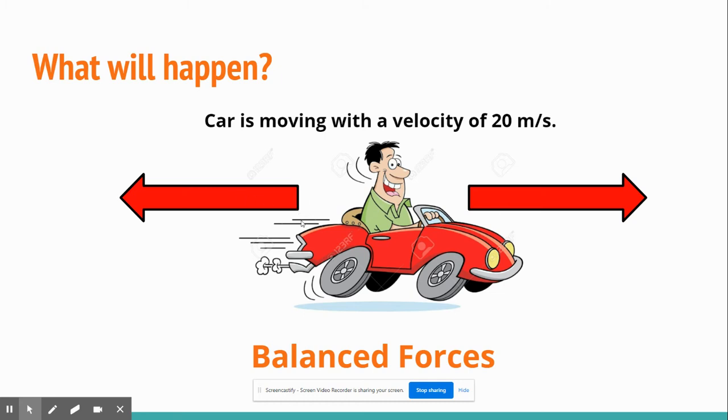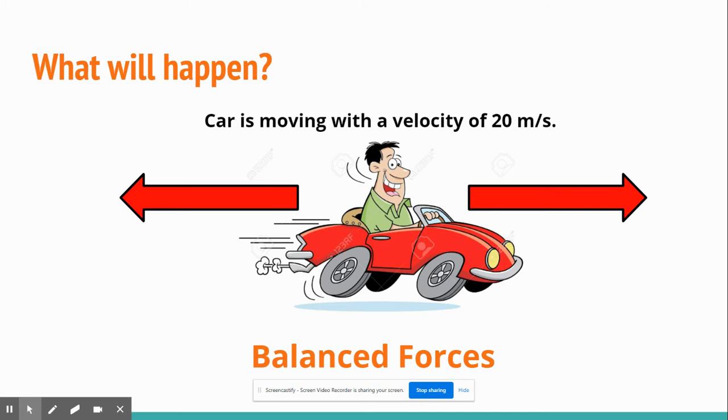Now, there is a forward force on this car. This car has an applied force from its motor, right? There it goes. But it's also got some forces in this direction as well, maybe from the friction between the tires and the road or some air resistance. But I want you to notice that the forces are balanced. The forces are balanced. And the question is, what will happen?